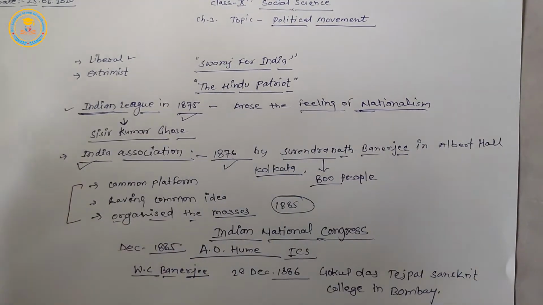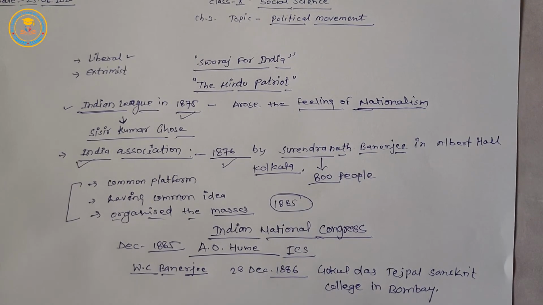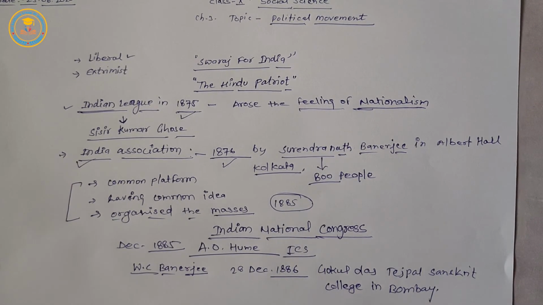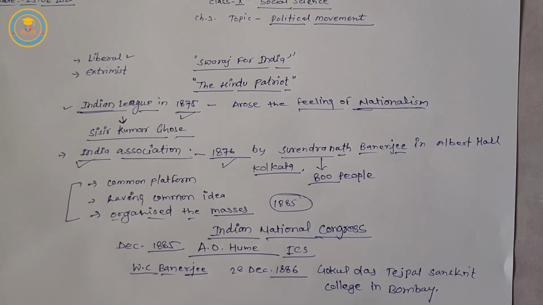Four objectives of this Congress were expressed. First, to give people who have an interest in national development the opportunity of interacting with each other. Second, to discuss the programs of the upcoming years. Third, to show faith and loyalty toward the British Empire. And fourth, this would indirectly work as an Indian Parliament.